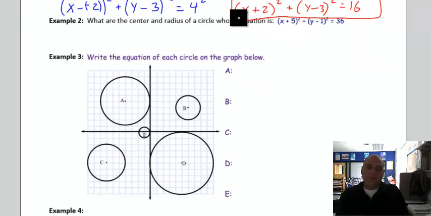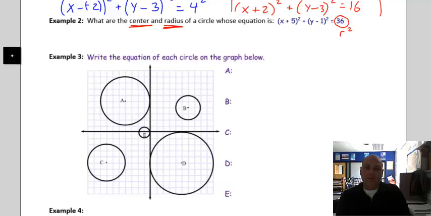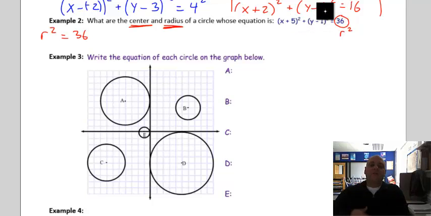All right, so now in example 2, what they want you to do is tell the center and tell the radius. That's a little trickier, but not really. So this 36 right here is the r squared. So r squared is 36. If you just compare this to the original form, and you want to find r, you just take the square root. So r is going to be 6. So I found my radius.